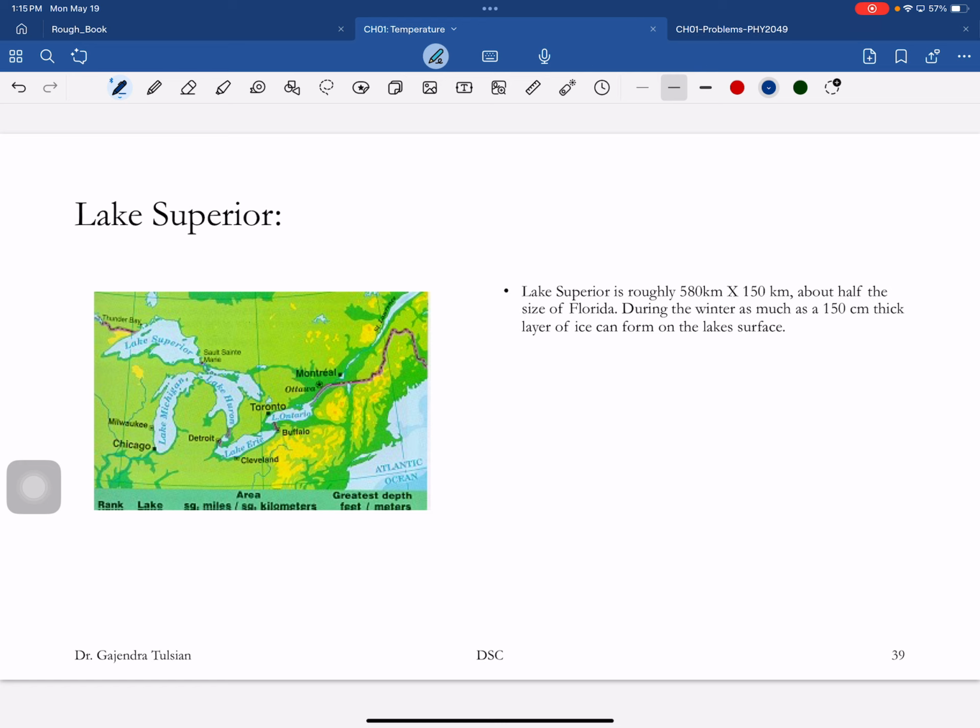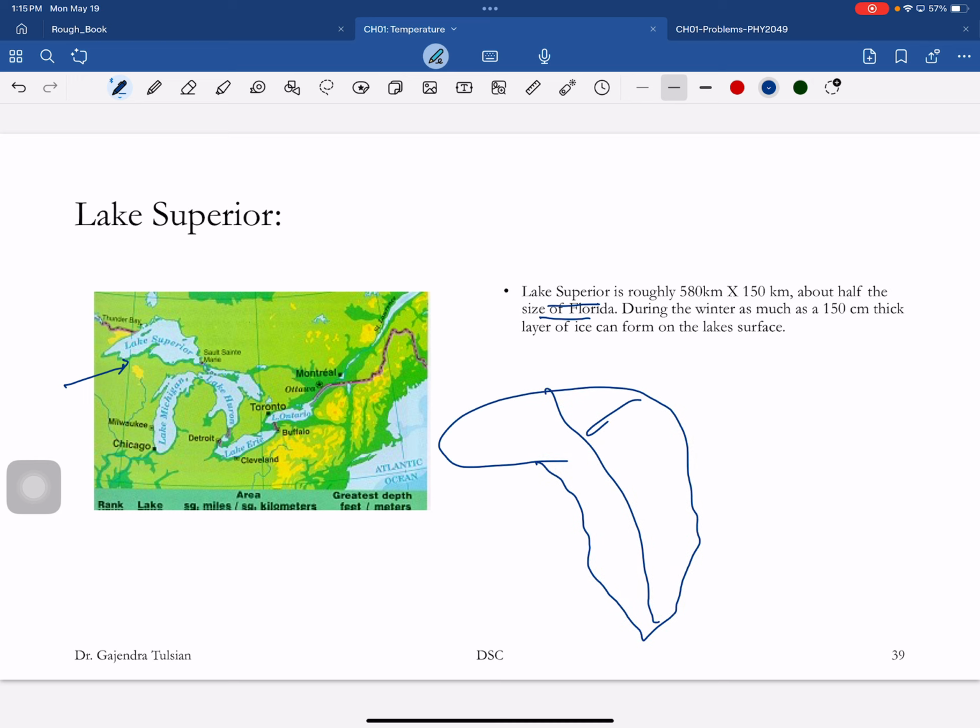All right, now this just illustrates how much energy nature moves. Okay. So here's a lake. Lake Superior is about half the size of Florida. So roughly there. During the winter, as much as a 150 centimeter thick layer of ice is formed on the lake. So roughly my height.